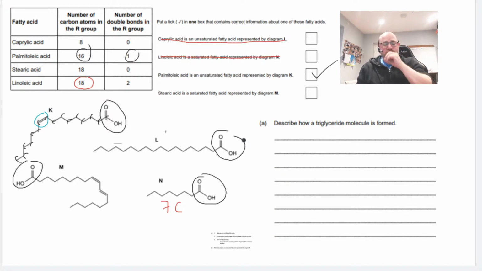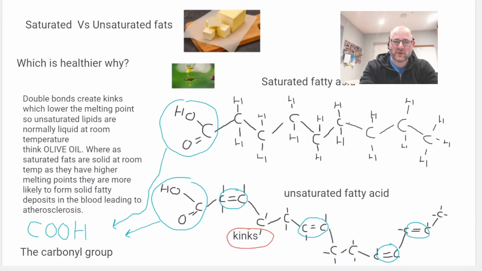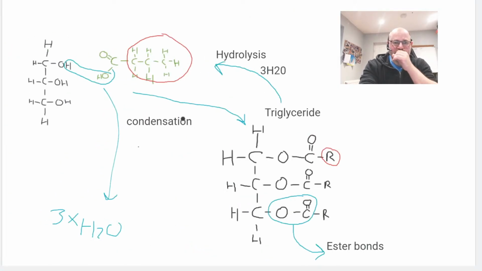And then part A says describe how a triglyceride is formed. So going back to the notes on how a triglyceride is formed, what do we call the reactions when bonds are made and you take small molecules and join them together to make a bigger molecule? We did this in carbohydrates if you saw that lesson.